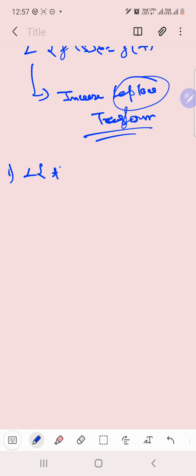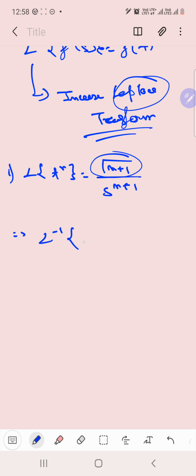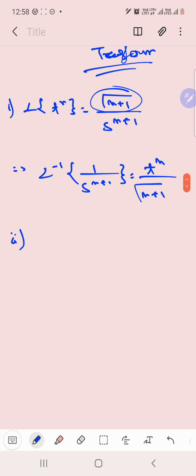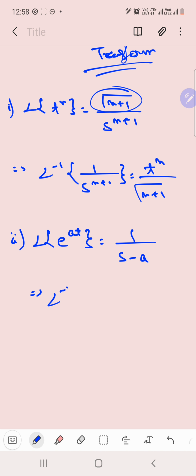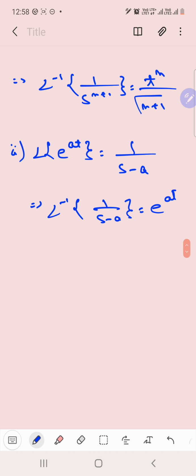The Laplace transform of t to the power n is given as gamma of n plus 1 over s to the power n plus 1. Since gamma of n plus 1 is a constant, we bring it to the left hand side. So the inverse Laplace of 1 over s to the power n plus 1 becomes t to the power n over gamma of n plus 1. Clear? Second one, Laplace transform of e to the power at is given as 1 over s minus a. So the inverse Laplace of 1 over s minus a will be e to the power at.